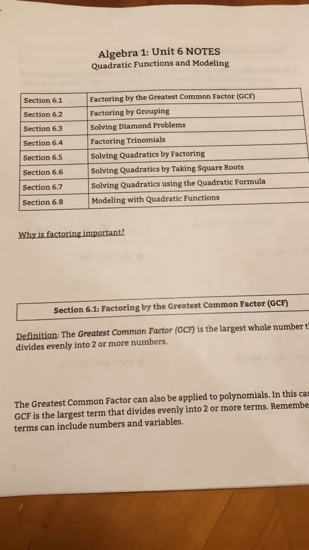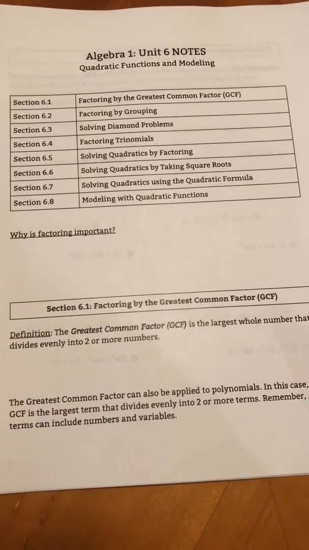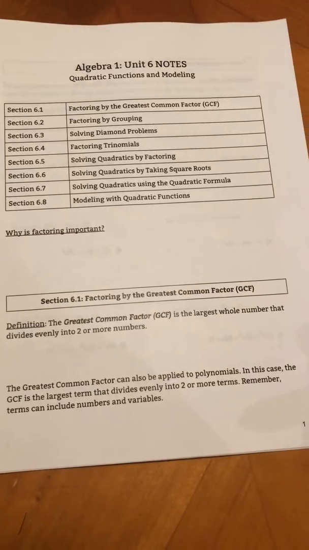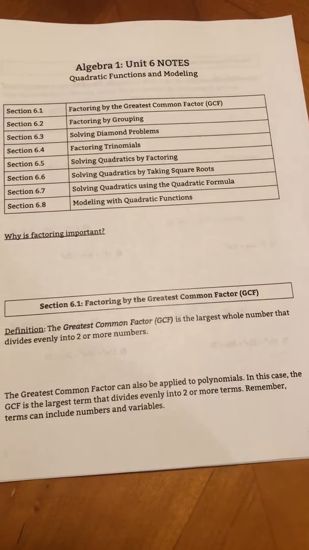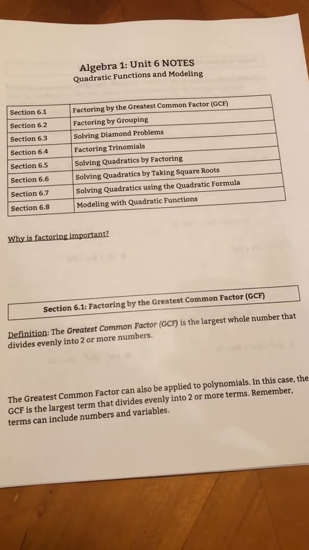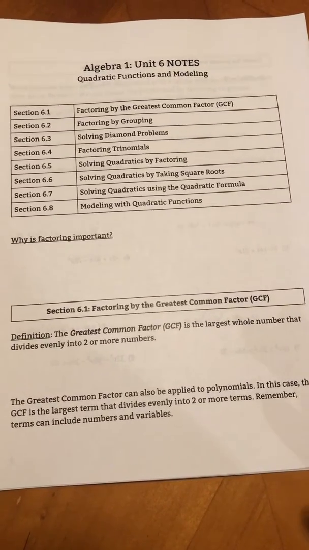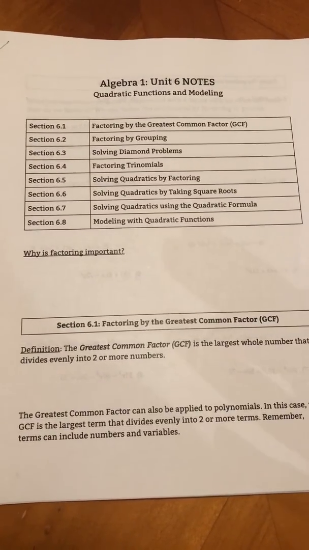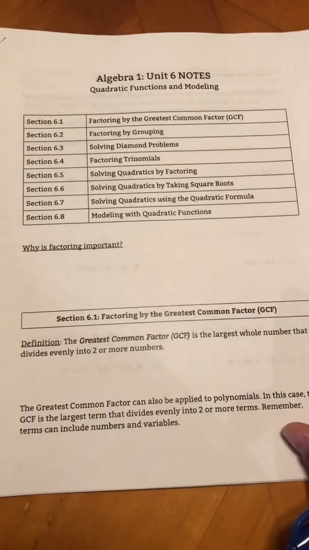All right, so back to our greatest common factor. We can apply it to polynomials, which you guys are familiar with now. But a GCF is the largest term that can be divided evenly between those terms. So terms, if you remember, include numbers, but it can also include variables.